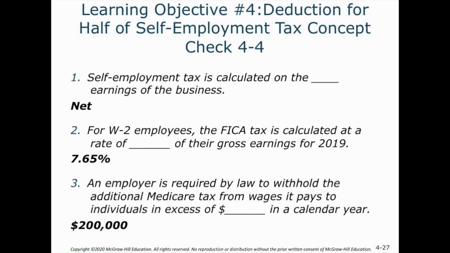And again, that's going to be 7.65%. That's going to be the FICA tax. And then also there's that corresponding 7.65% for a total of 15.3% is the aggregate amount.